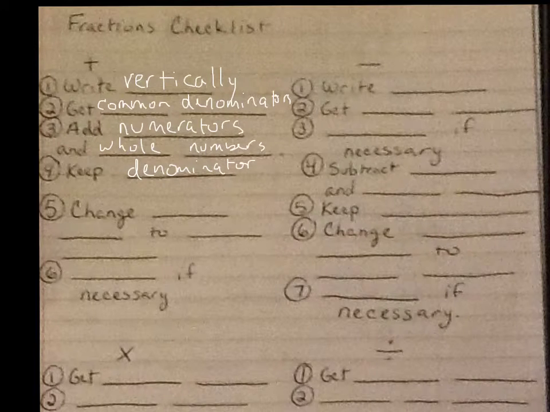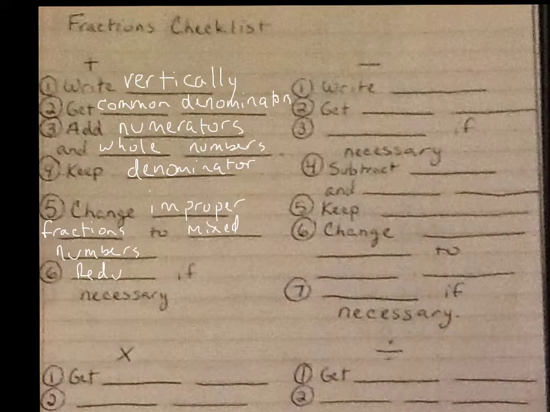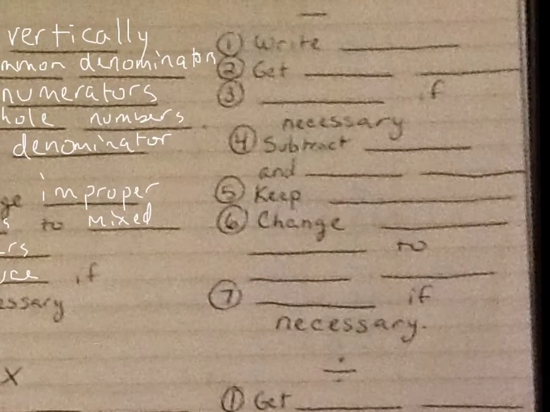Then you're going to change improper fractions. Hopefully you can figure that out before I finish it. Improper fractions to mixed numbers. And lastly, just like always, you got to reduce if necessary. Okay, so those are all the steps to adding. Hopefully you can remember what all those steps are, and you can go right along and do those. Alright, let's move this over just a little bit so we can see the subtracting one a little better.